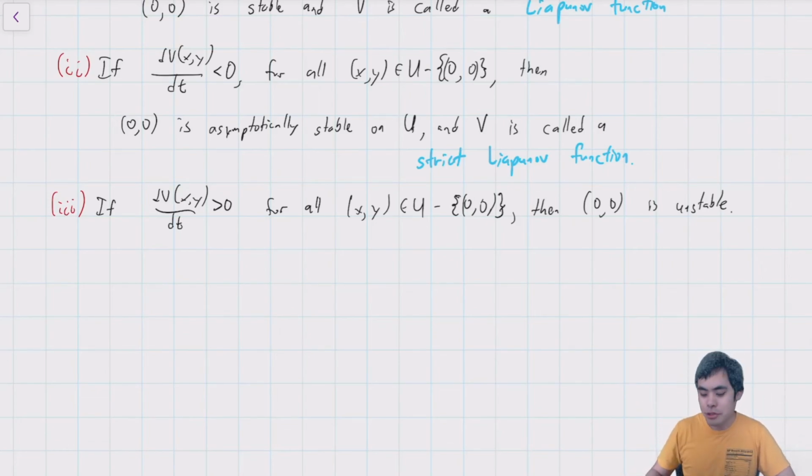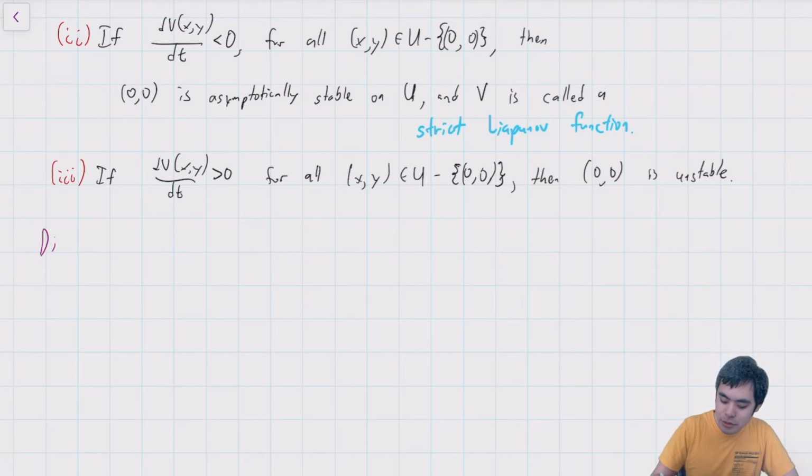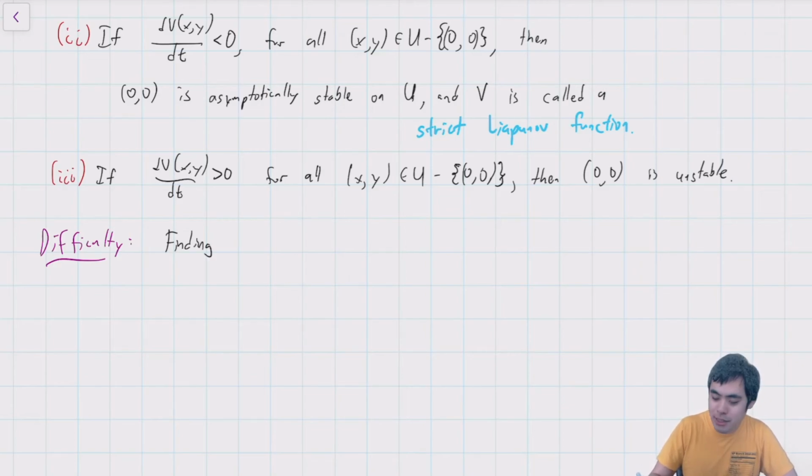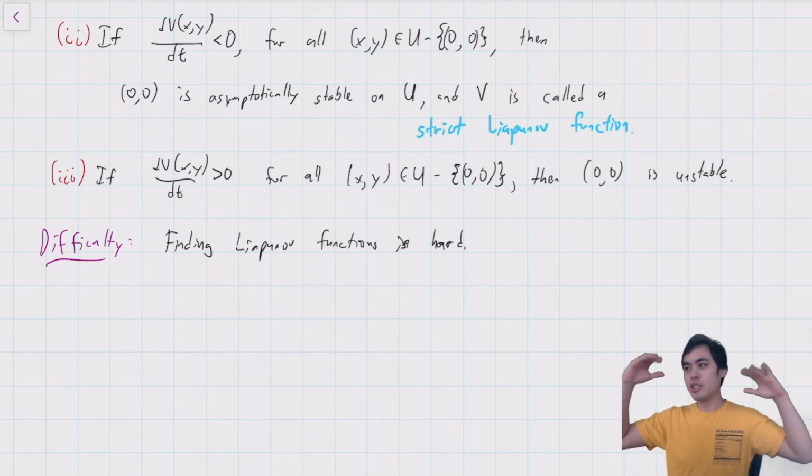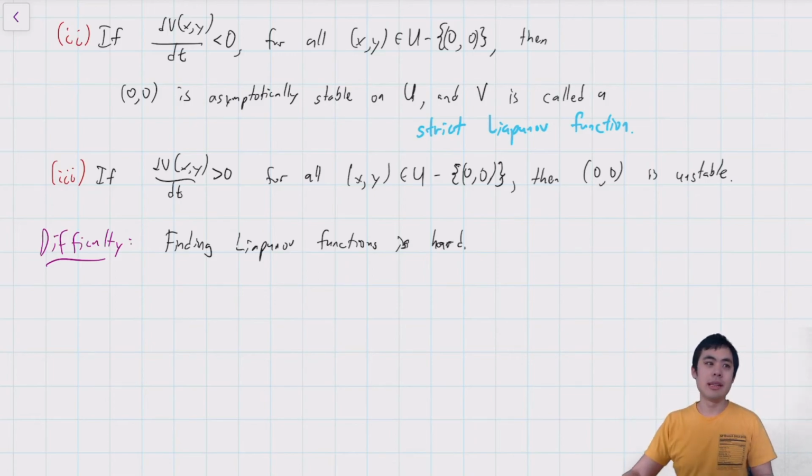So now, there are a couple of issues with this. The biggest issue is one major difficulty, which is that finding the correct functions and level sets is hard. It's really easy to construct positive definite functions, but you need to construct a positive definite function such that everything points inward. And that is really quite tricky.